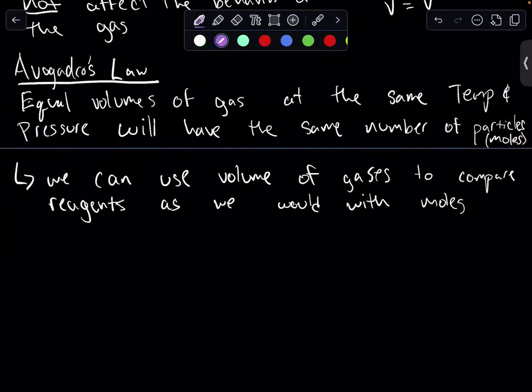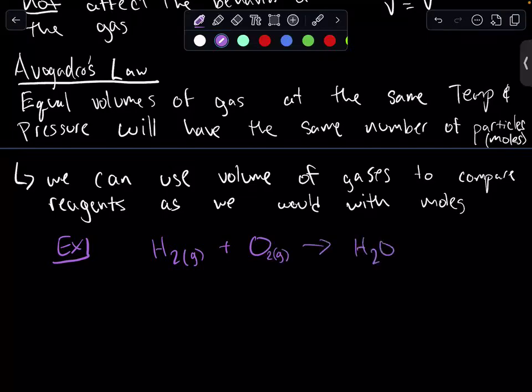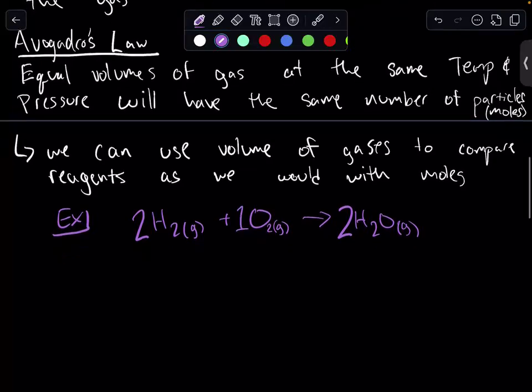So the best way to do this is with an example. So let's look at the synthesis of water vapor. We take hydrogen gas, and there's H2 because hydrogen and oxygen are both diatomic. I'm using state symbols to denote that these are all gases because Avogadro's law only works with gases. And then I'm going to balance this equation out. So two hydrogen plus one oxygen, and I'll actually include the one here, makes two H2O.